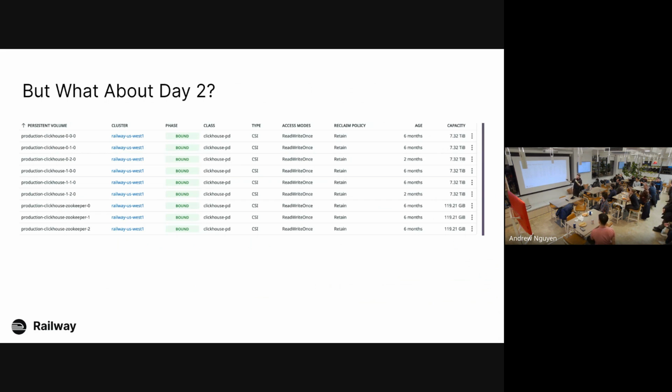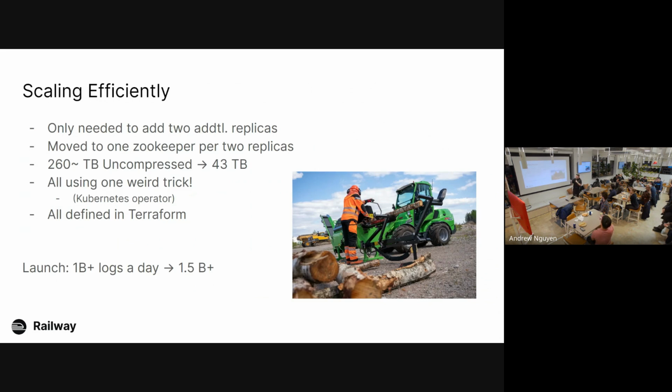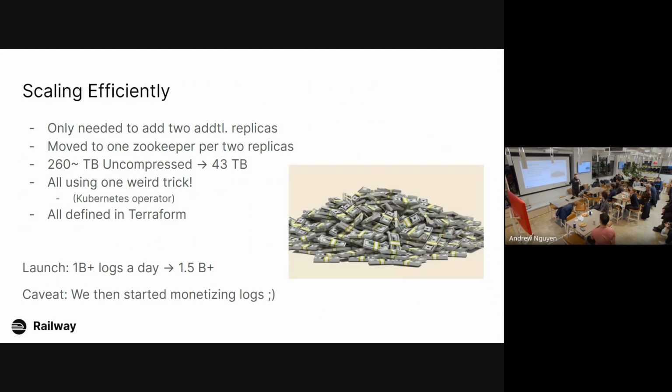So we spun up two replicas just recently, 2 months ago, and most everything has been staying just fine. Since we did that, we were able to put it on a Kubernetes operator, change a few variables in Terraform, and scale just like that. And in the time since we launched, we went from 1 billion logs a day to 1.5 billion. But caveat, we started monetizing logs. As you can tell, the growth of the logs started to plateau once we started doing deeper queries for those systems.